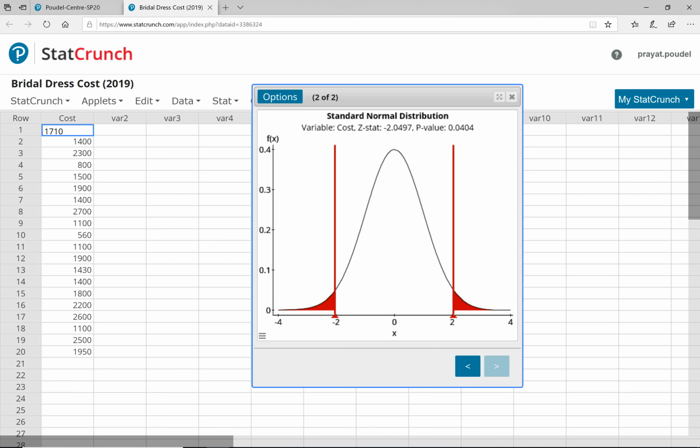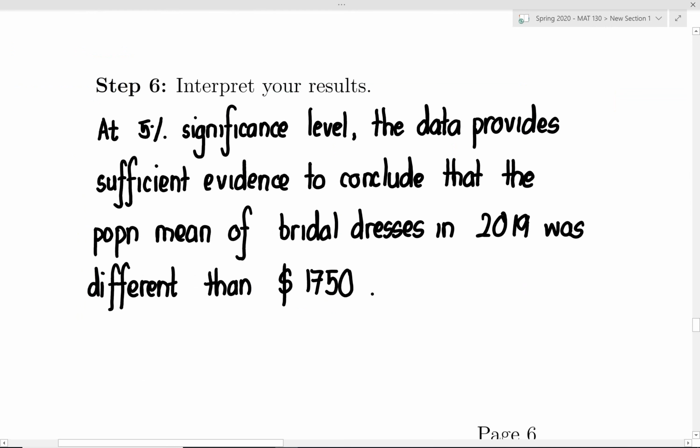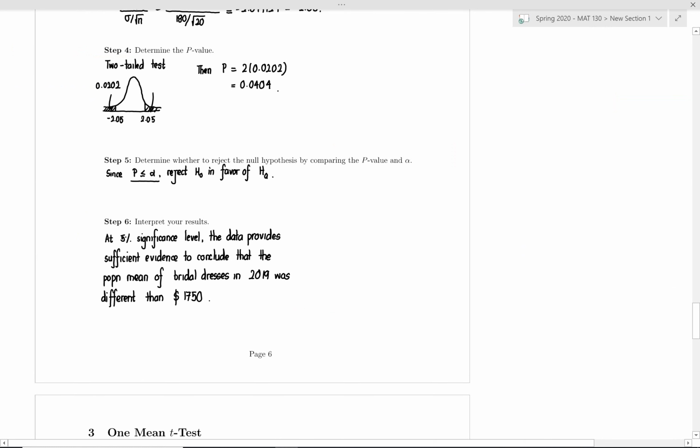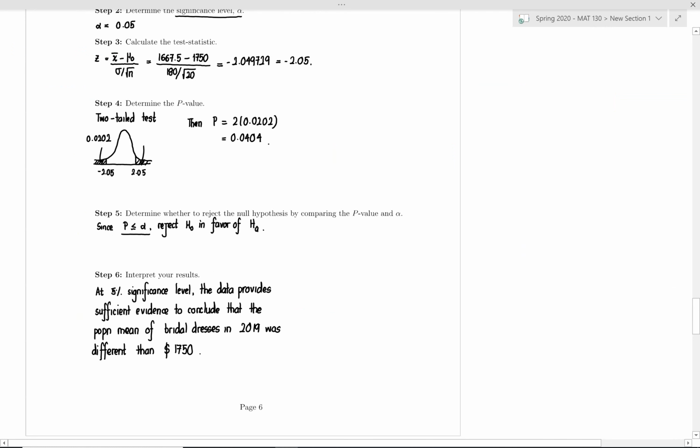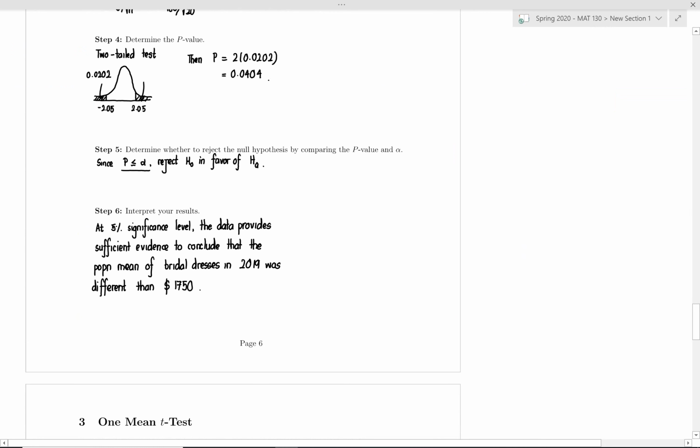we're going to reject H0. So in this case, what we have shown is our results are statistically significant at the 5% level. They're significant in that they provide sufficient evidence to reject the null hypothesis in favor of our alternative hypothesis. In other words, the data provides sufficient evidence to conclude that the population mean of bridal dresses in 2019 was different than 1750. All right, so that's it for this video. Next time we're going to talk about how to do a one mean t-test.